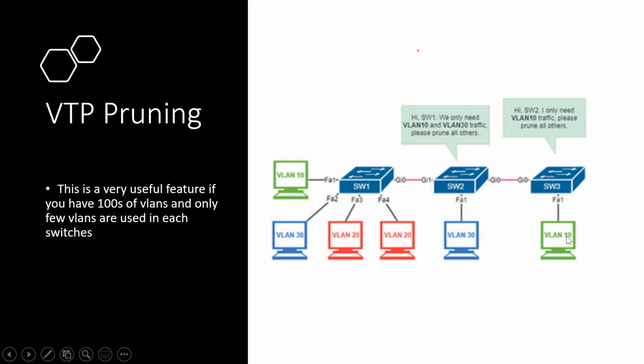And when it comes to switch 3, it says, hey switch 2, I only need VLAN 10 traffic. Please prune all other traffic. So this link will not pass broadcasts from VLAN 20 or VLAN 30. Only VLAN 10 traffic goes through this trunk. So if you have hundreds of switches and hundreds of VLANs, think about how massive the broadcast can be. So VTP pruning basically eliminates unnecessary VLAN traffic passing through the trunk.